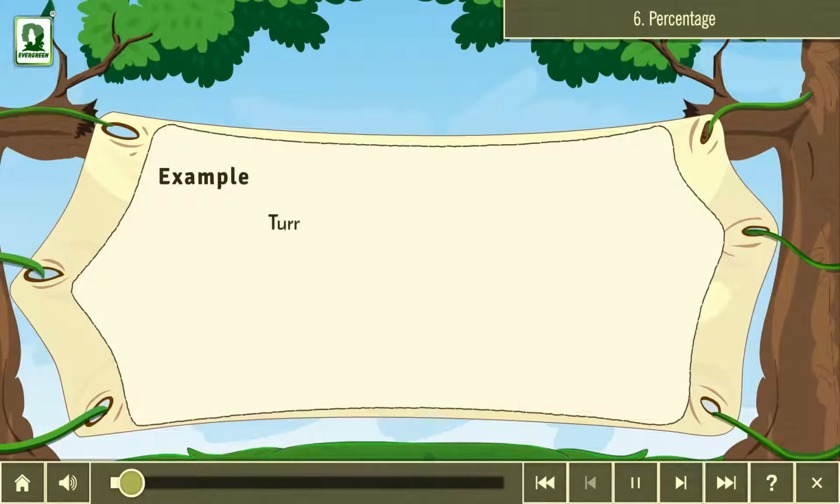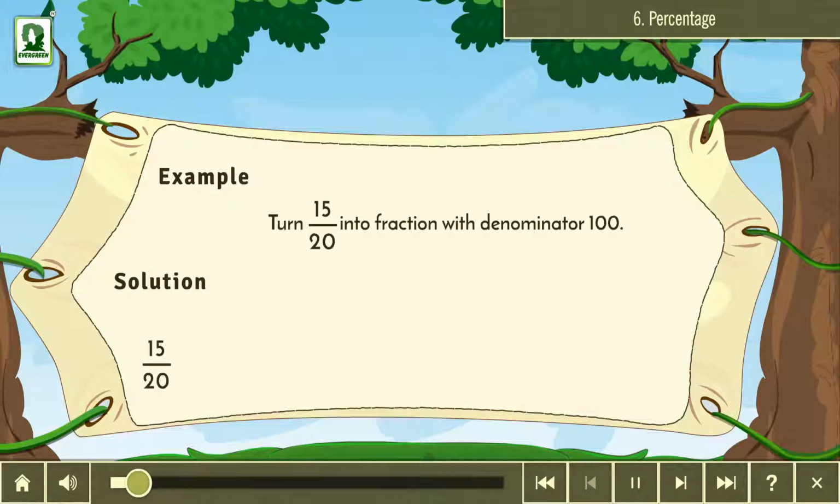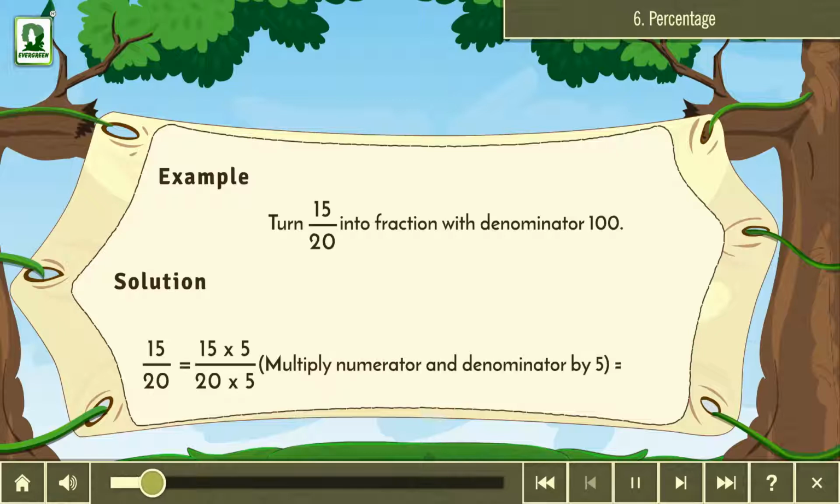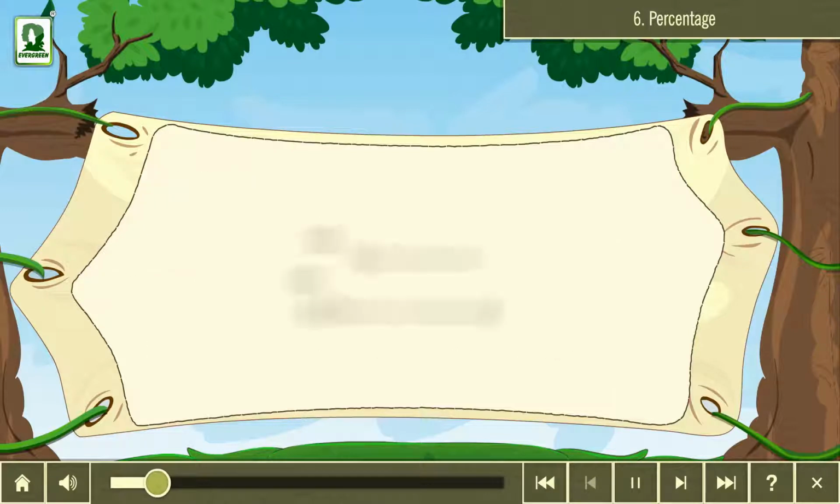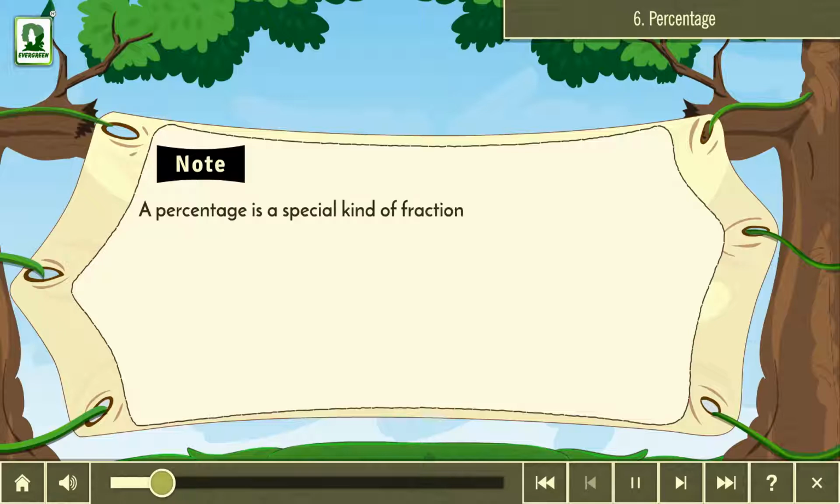Example: turn 15 by 20 into fraction with denominator 100. 15 by 20 is equal to 15 multiplied by 5 over 20 multiplied by 5. Multiply numerator and denominator by 5 is equal to 75 by 100. A percentage is a special kind of fraction which has a denominator 100.